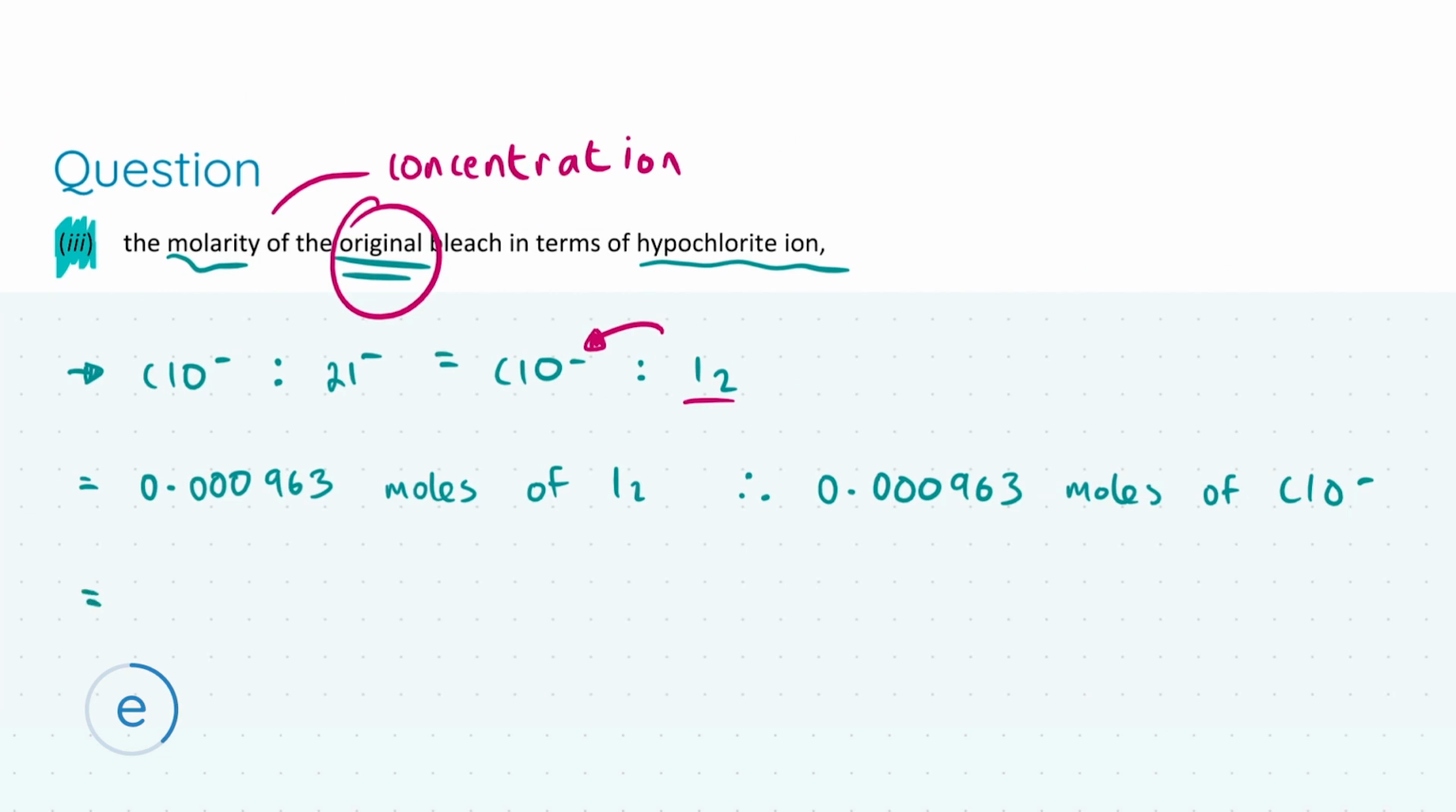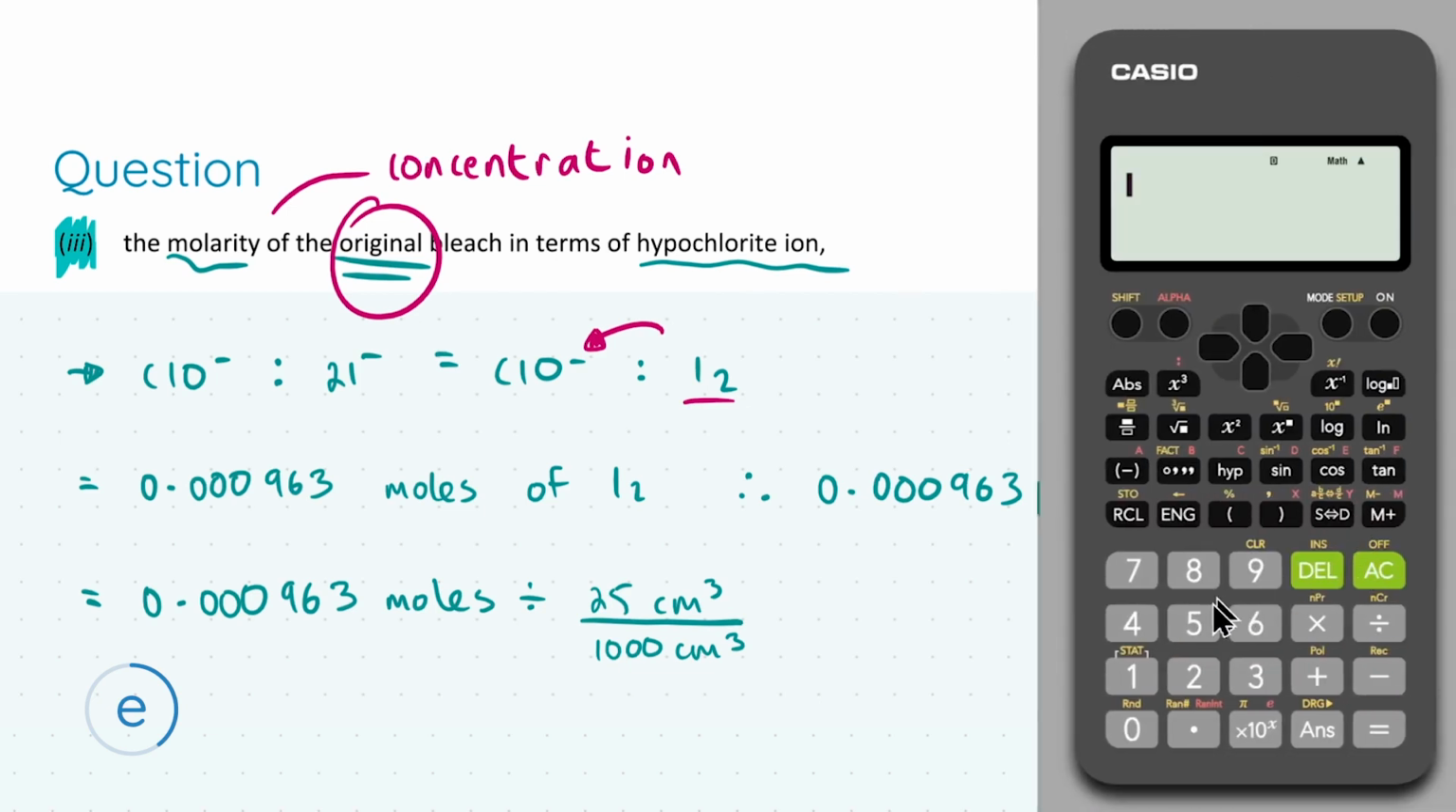So we're going to divide our 0.000963 moles by the volume associated with this, which was 25 centimeters cubed. But an important thing to know here is that we want to have this in liters as always when we're dealing with volume. So we're going to divide by 1,000 centimeters cubed, and that is going to just convert that 25 centimeters cubed into liters. So once we plug this into our calculator, we're going to be able to get the molarity of our diluted bleach.